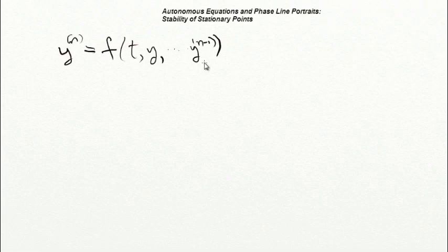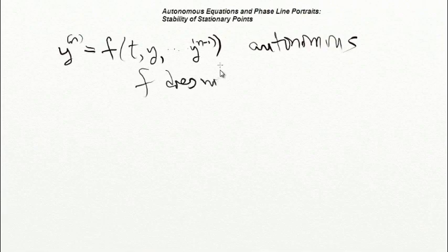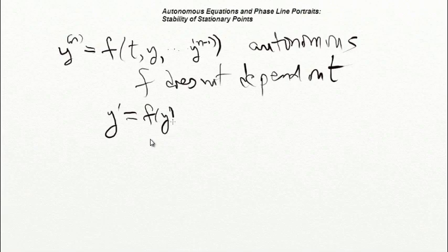We'll say such a differential equation is autonomous if f does not depend on t. A first order ordinary differential equation is autonomous then if it can be written y prime equals f of y. No t on the right hand side. So that's what we mean by a first order autonomous equation.